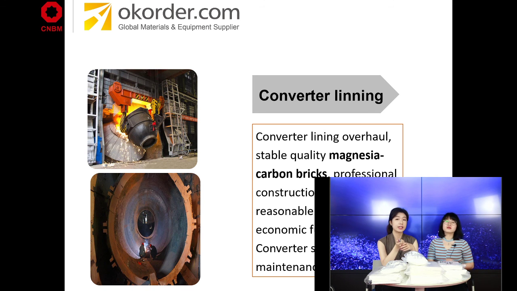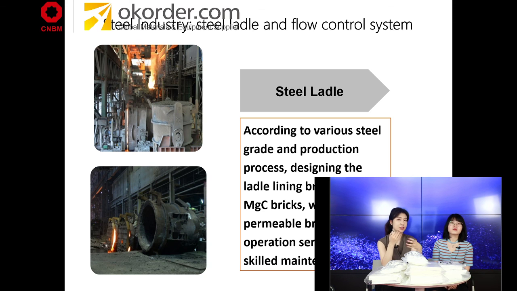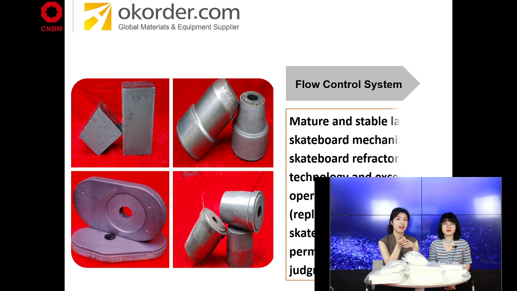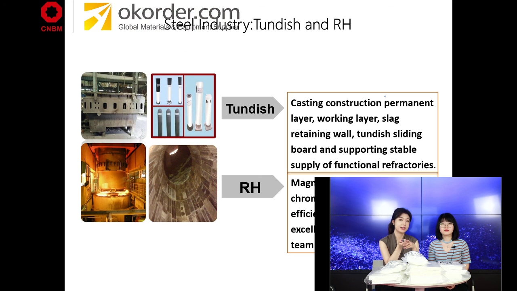And this is converter lining. This is steel ladle, because we use a lot of this kind of steel ladle and flow control system in the steel industry. According to different steel grades and production processes, we design the ladle lining bricks, such as what I said before, magnesia carbon bricks and so on. Very useful. And this is flow control system, like what I said before. Tundish, and RH.